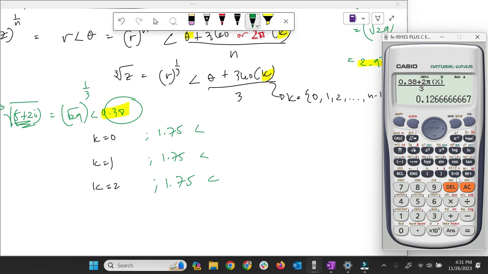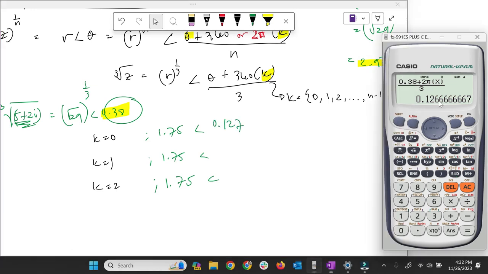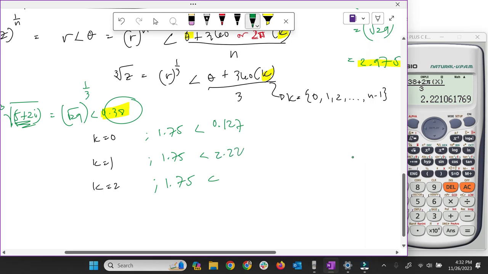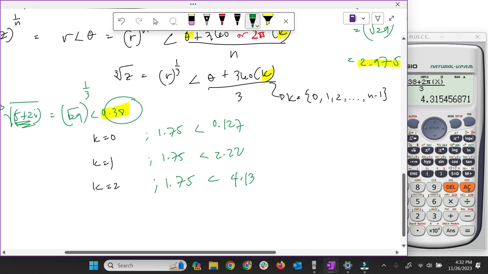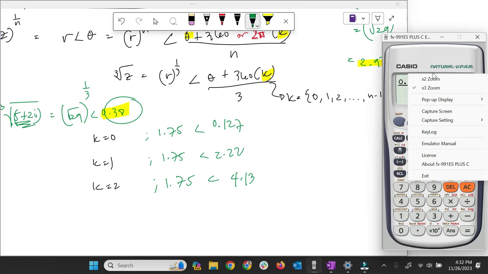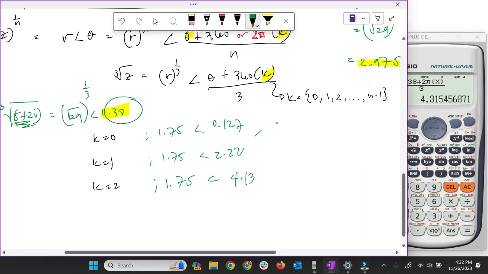So, this will be 0.127. And then, let's proceed. Mag-calc lang ulit tayo at k is equal to 1. So, this will be 2.22. And then, this will be 4.13 for k is equal to 2. Okay? Ayan. So, these are the 3 values.